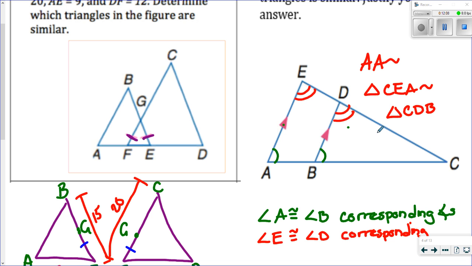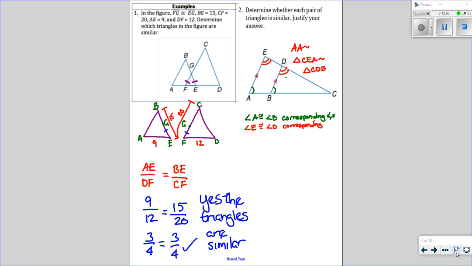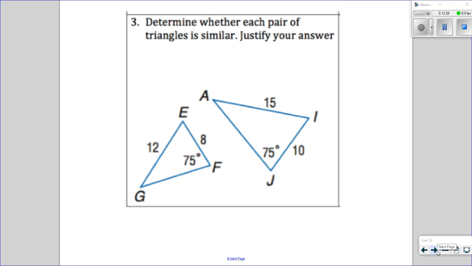And this is stuff that you learned in the previous units. It comes back again, and you're applying it to find out if your triangles are similar or not. All right, let's go on to the next one.